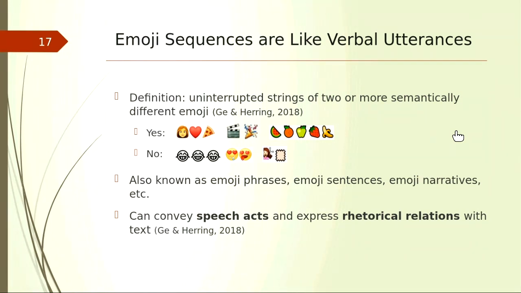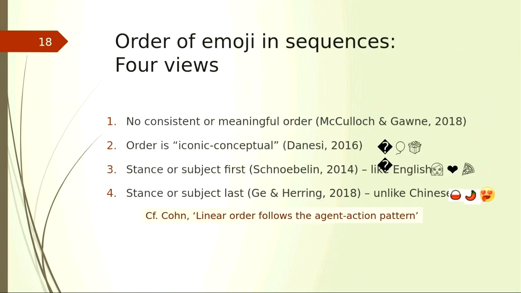Emoji sequences are also known in the literature as emoji phrases, emoji sentences, emoji narratives, and other terms. And studies have found that they can convey speech acts and express rhetorical relations with respect to text that they accompany. The question of the order of emoji in sequences has also attracted some attention, although not really any systematic study. But there are four distinct views that can be identified.